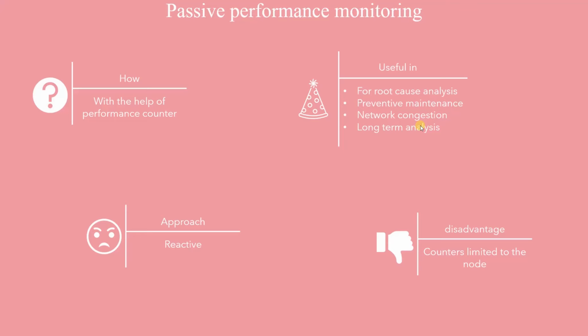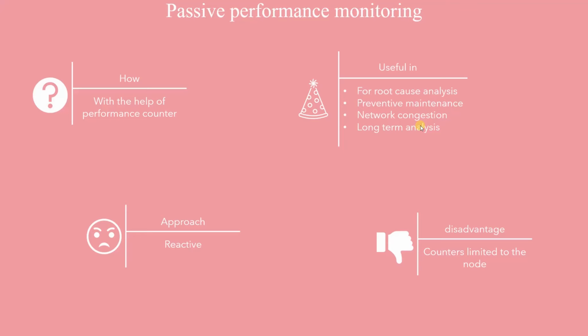And the approach, yes, is a reactive approach. All the damage has happened, and after that we start investigating using those counter values. So in which scenario is it useful? It is very useful in root cause analysis. If you find the root cause, you can prevent such incidents in the future. It is also useful to find network congestion in your network.